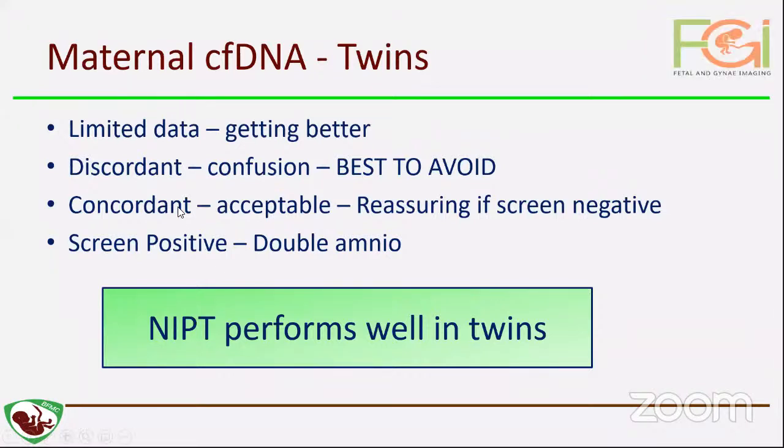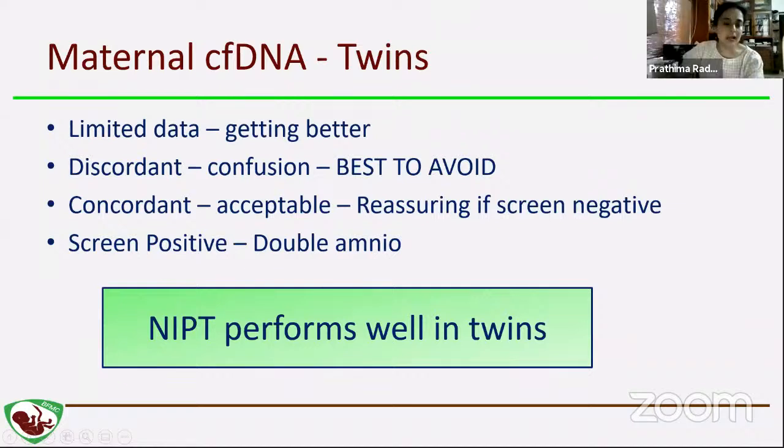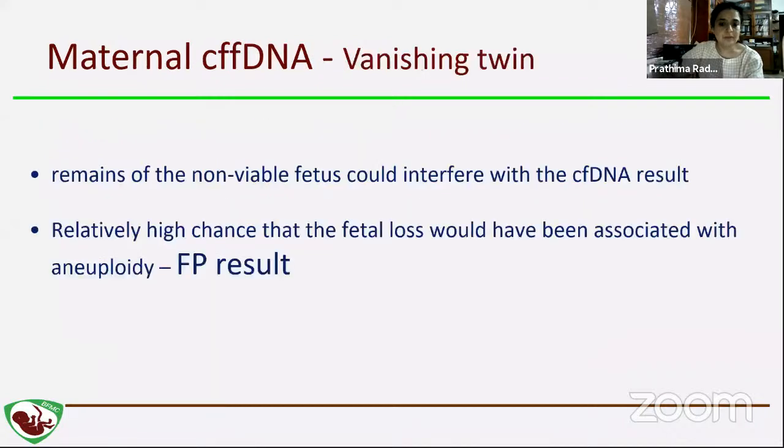If there is a discordant anomaly or discordant markers, it is best to avoid NIPT because it adds to the confusion, because NIPT, remember, is not discriminatory. However, if both the babies are looking pretty similar, concordant, it is reasonably acceptable because a negative test will be quite reassuring. However, if it is screen positive, then you don't know which is the affected baby, and therefore it is absolutely mandatory to perform a double amniocentesis in these pregnancies, right?